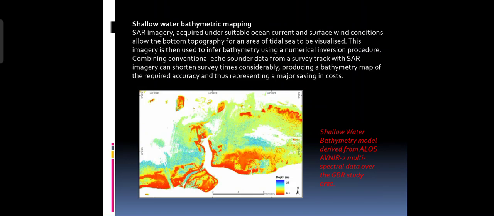SAR imagery acquired under suitable ocean currents and surface ocean wind conditions allows the bottom topography for an area of tidal sea to be visualized. This imagery is then used to infer bathymetry using a numerical inversion procedure. Combining conventional echo sounder data from a survey track with SAR imagery can shorten survey times considerably, producing a bathymetric map of the required accuracy, thus representing a major cost saving.